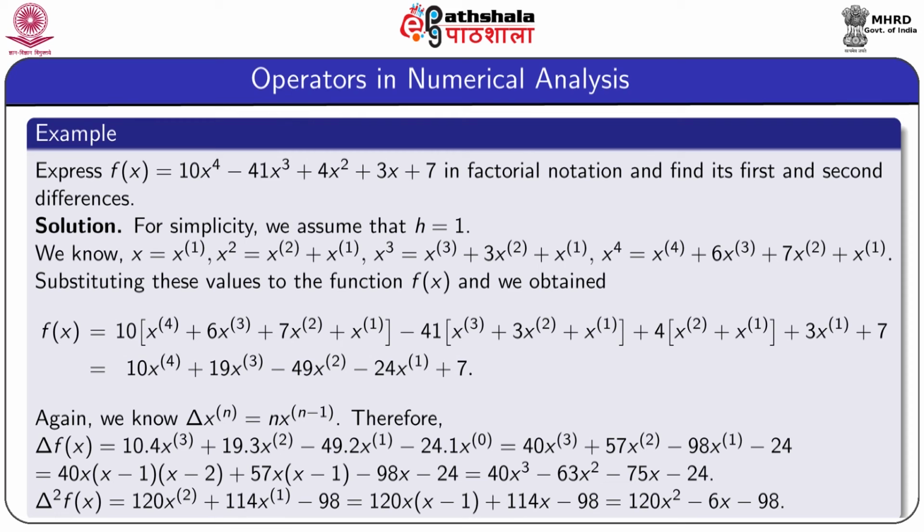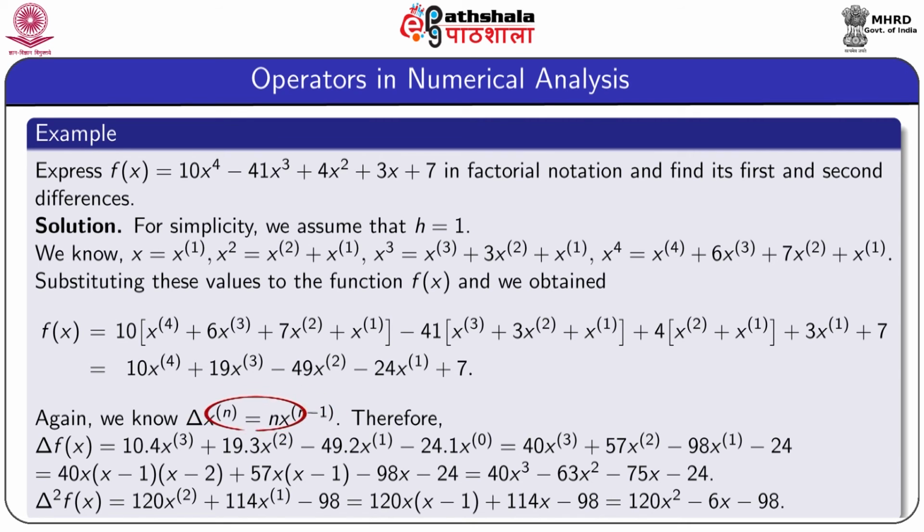So, by substituting all these values of x, x square, x cube and x to the 4 in terms of factorial notation, the given function f(x) becomes 10 into x factorial 4 plus 19 into x factorial 3 minus 49 into x factorial 2 minus 24 into x factorial 1 plus 7. So, this is f(x) in terms of factorial power notation, and note that the degree of the original function f(x) was 4, and in terms of factorial notation the degree remains unchanged, that is 4.